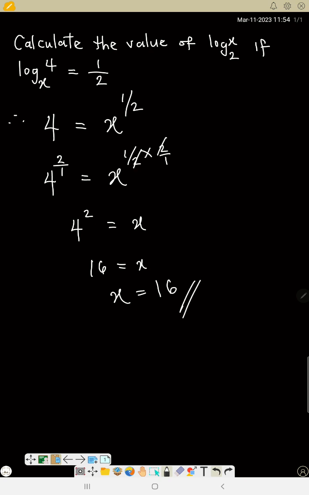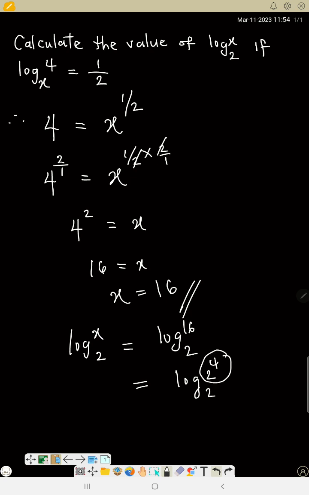So now that we have solved for s, what the question says is, calculate the value of log s base 2. That means log s base 2 will become log 16 base 2, because our s is 16, so you just replace it with this one. So what is the index form of 16? The index form is log 2 raised to power 4 base 2. So 16 is 2 raised to power 4.